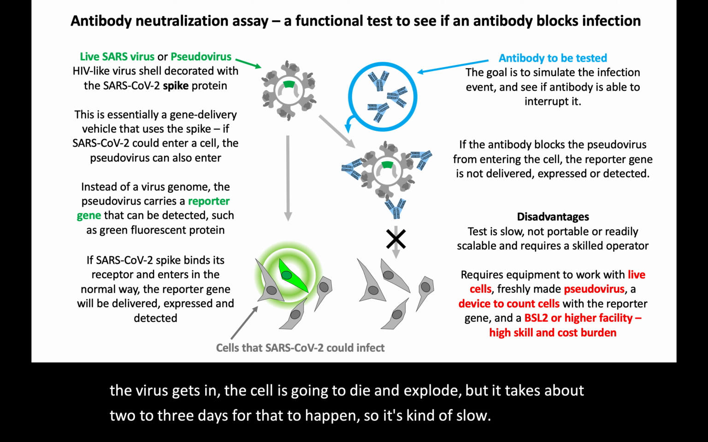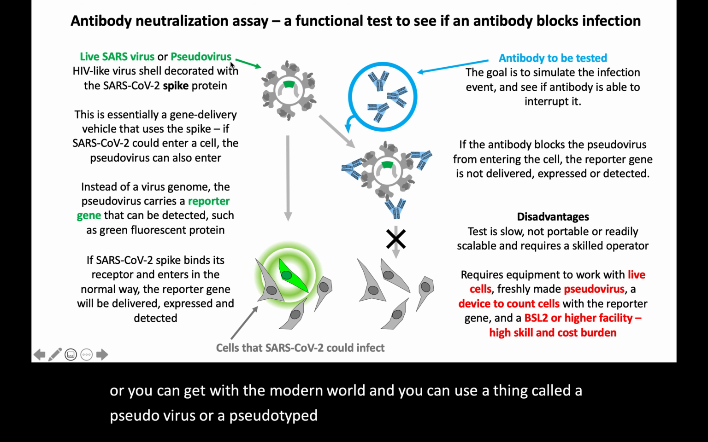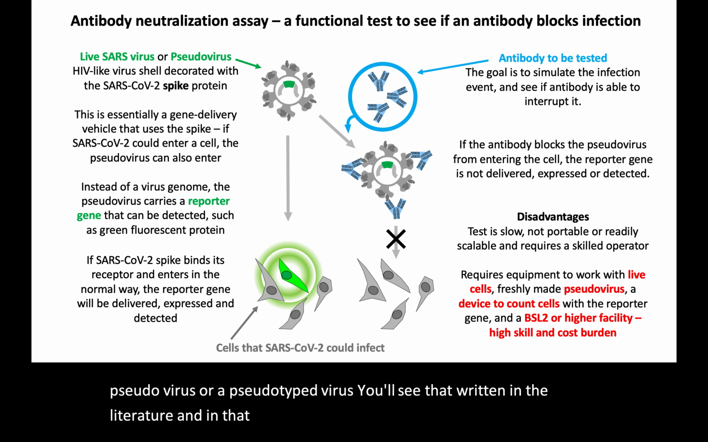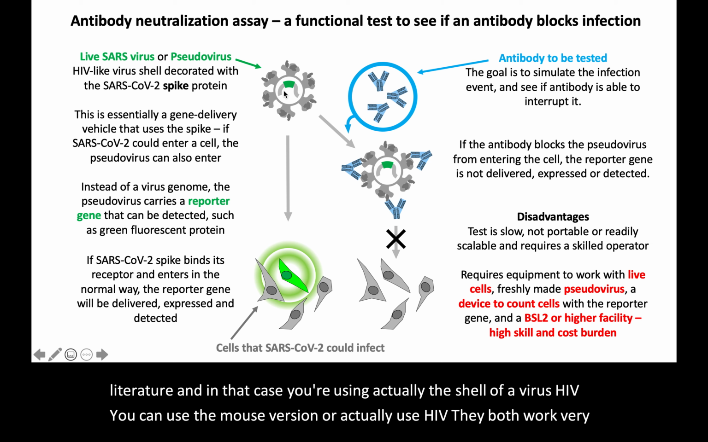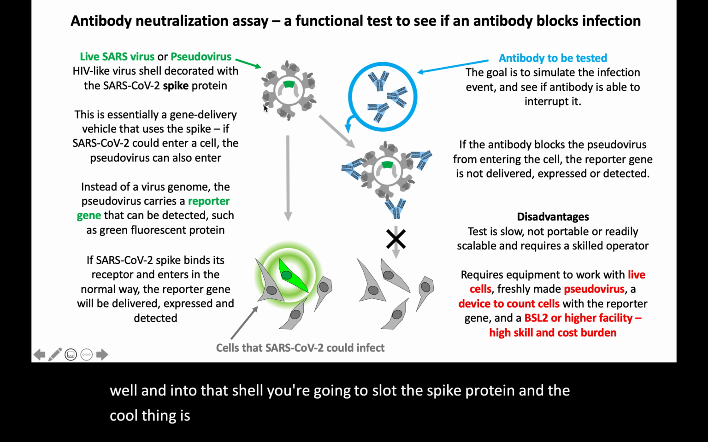Or you can get with the modern world, and you can use a thing called a pseudovirus or a pseudotyped virus. You'll see that written in the literature. In that case, you're actually using the shell of a virus like HIV. You can use the mouse version or actually use HIV. They both work very well. And into that shell, you're going to slot the spike protein. The cool thing is that it just slots right in, and it works as if this was an intact virus, and they were made to go together.